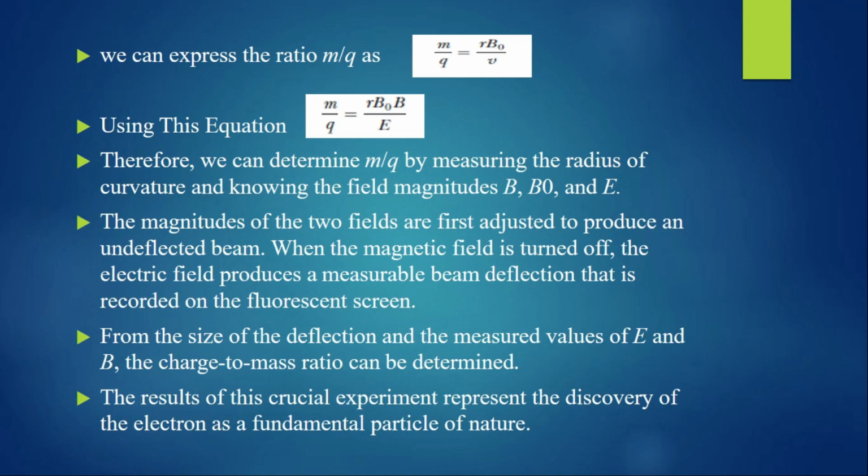The magnitudes of the two fields are first adjusted to produce an undeflected beam. When the magnetic field is turned off, the electric field produces a measurable beam deflection that is recorded on the fluorescent screen. From the size of the deflection and the measured values of E and B, the charge-to-mass ratio can be determined. The results of this crucial experiment represent the discovery of the electron as a fundamental particle of nature.